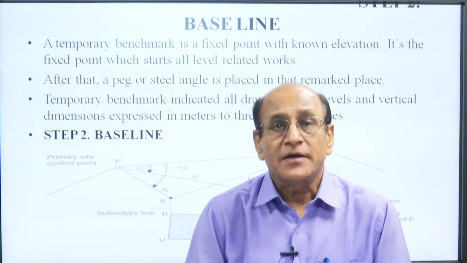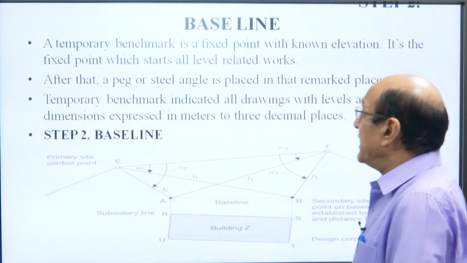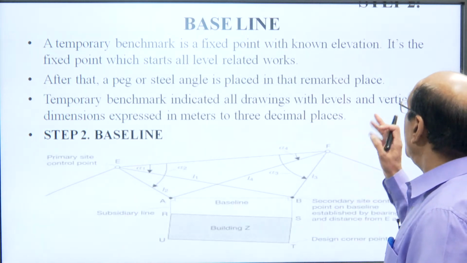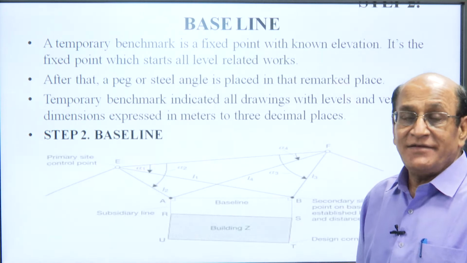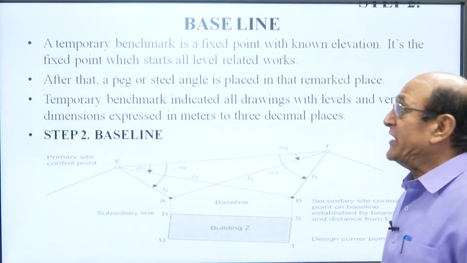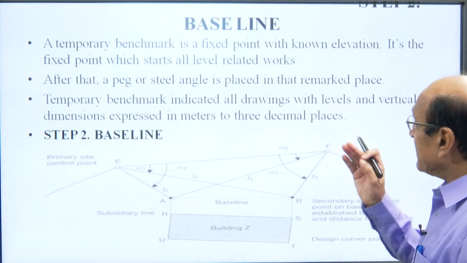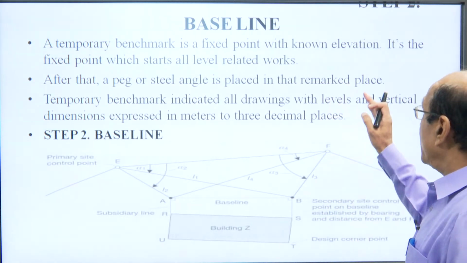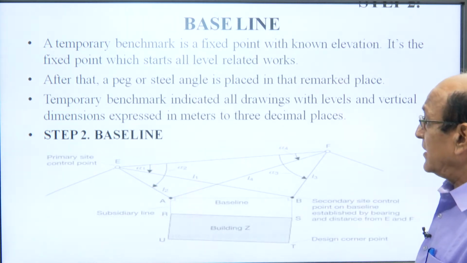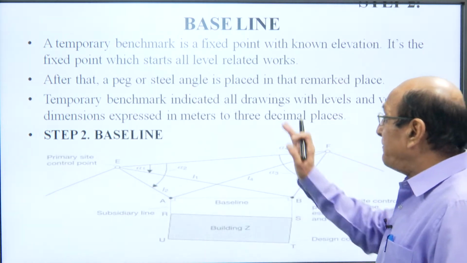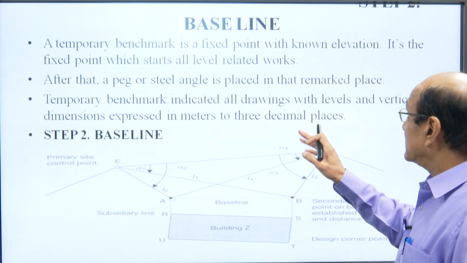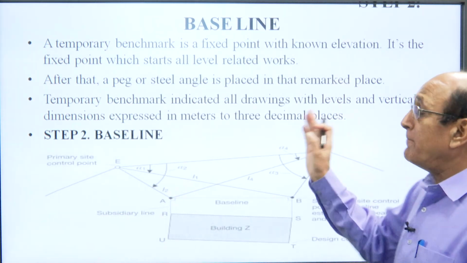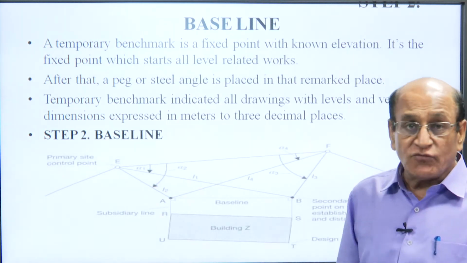The next is baseline. A temporary benchmark is a fixed point with a known elevation. Elevation is with respect to mean sea level, and it is the fixed point which starts all level related works. After that, a peg or a steel angle is placed in that marked place, so that it could be easily visible.